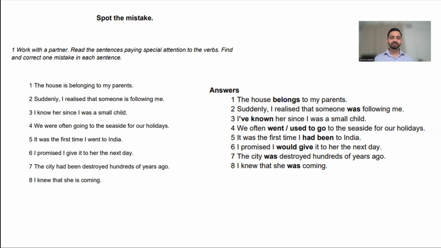I knew that she is coming. I knew in the past, I knew that she was coming. All right. So these are the small mistakes that people can make, and you can lose marks for that. But you have to make sure, if you're talking about the past, use past tense. If you're talking about habits in the past, you use "used to", "go" and stuff like that.